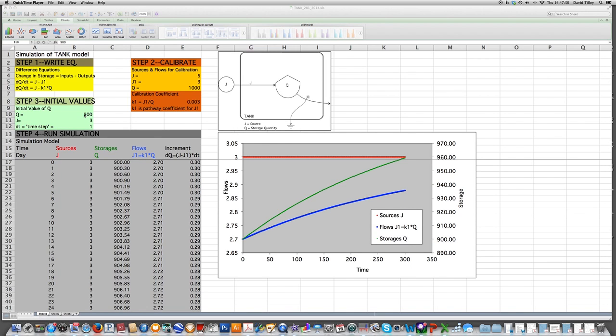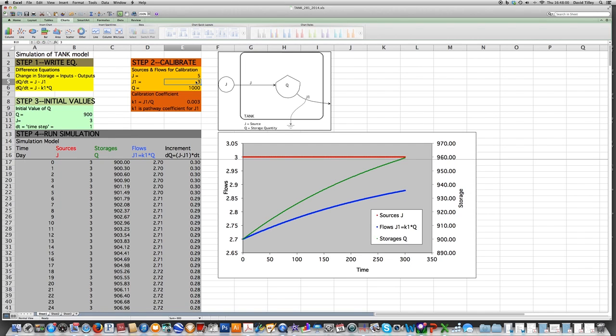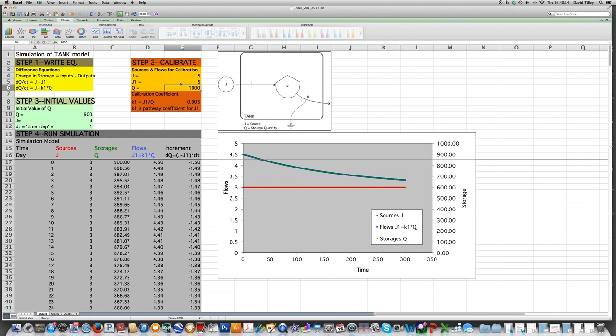So by changing the initial values of either Q or J, I'm assuming that the basic structure of the model and the calibration coefficients still hold true under these initial values. If I were to find new information about my model and think that I need to recalibrate it, maybe I learn new information that says that when the value of Q is 1,000, the outflow is not 3, as we assumed here, but maybe it's 5. So I could go back to my calibration section of the model and type in 5 for J1. That recalculates K1. Now it's 0.005.